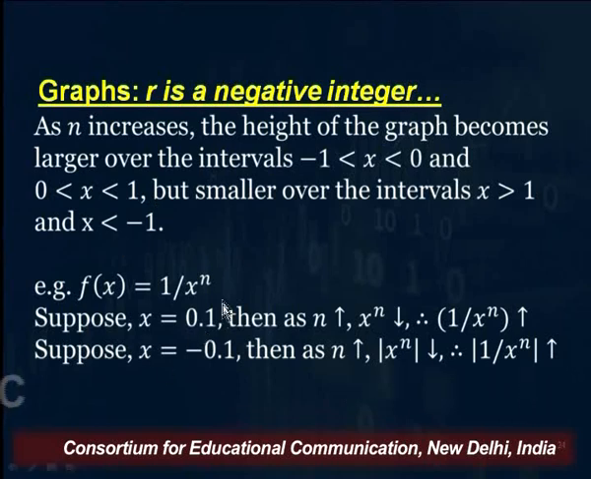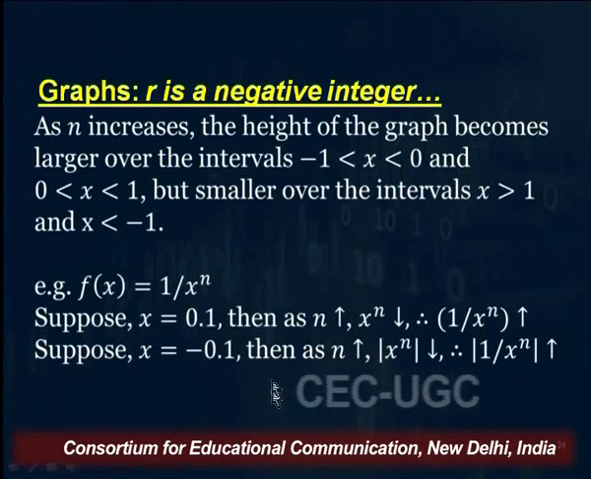And to see why this happens, for example, if you take a number between 0 and 1, let's say like 0.1, then as n increases, what will happen? X to the power n will decrease, right? Because if I take 0.1 squared and compare it with 0.1 to the power 4, 0.1 to the power 4 will be a smaller number, and because here we are taking the reciprocal, 1 by x to the power n will increase when n increases, right?